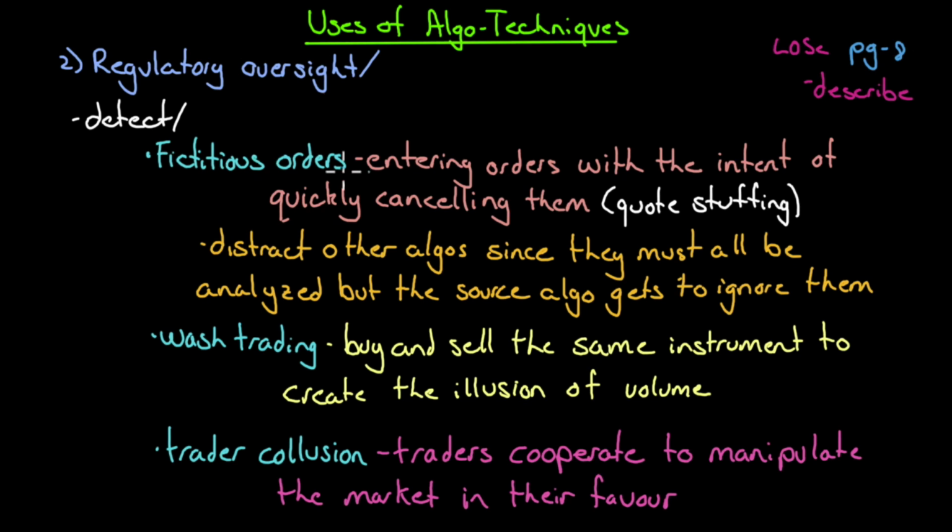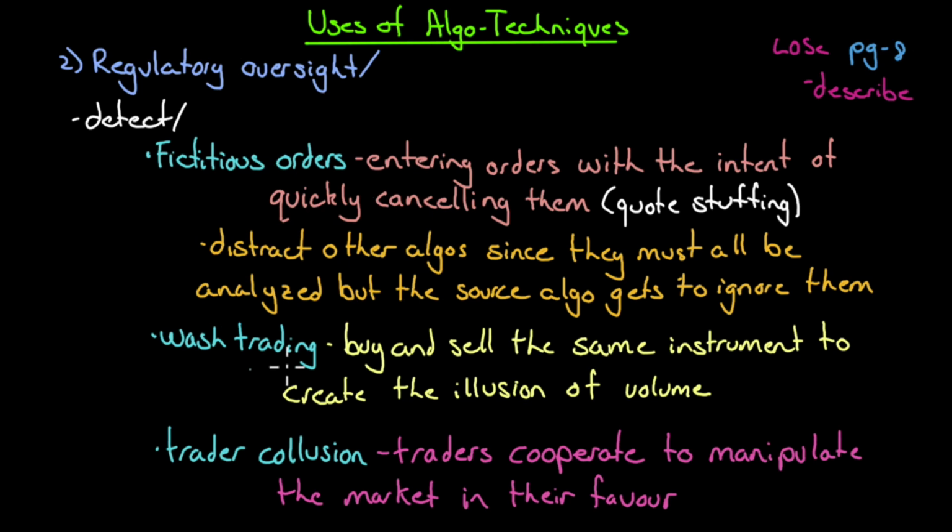Detect fictitious orders, entering orders with the intent of quickly canceling them. Called quote stuffing. Well, why is this a problem? If I enter an order, cancel it. Enter an order, cancel it. Well, here's the thing. If I know that algorithms out there are responding to changes in bids and offers, here's what I can do. I can distract other algos, since they must all be analyzed. All of my fictitious orders, they must all be analyzed. But the source algo, me, my source algo, I get to ignore them. So suddenly, my analysis just jumped a couple of milliseconds over yours, because I'm going to slow you down by throwing a whole bunch of crap at you that you got to analyze anyways, while I get to just run past you.